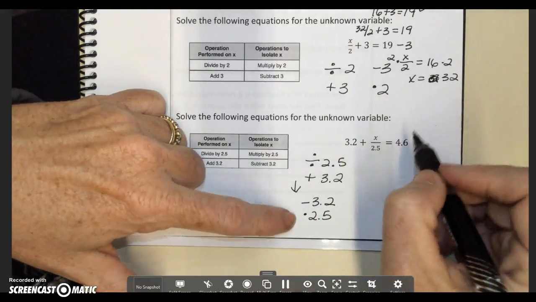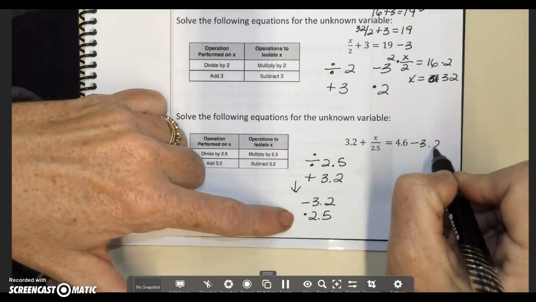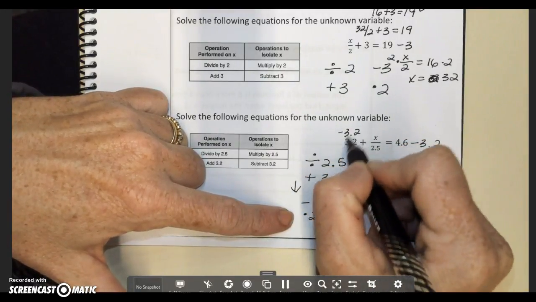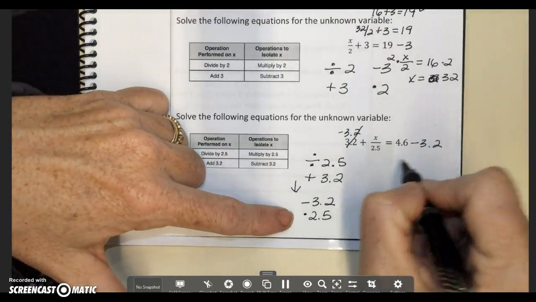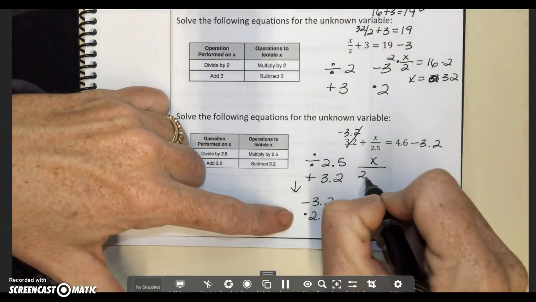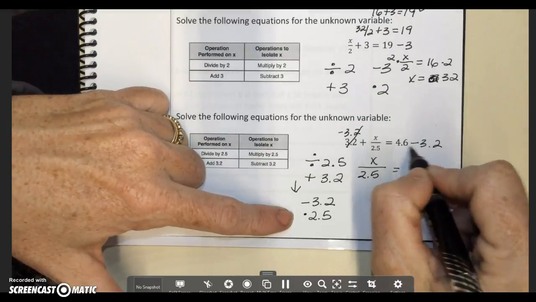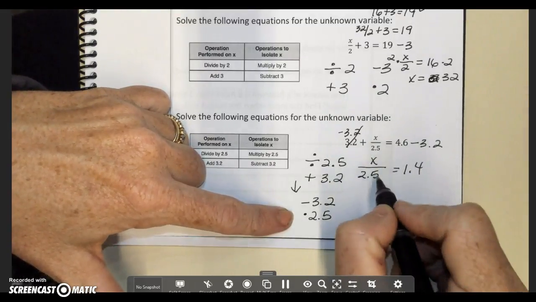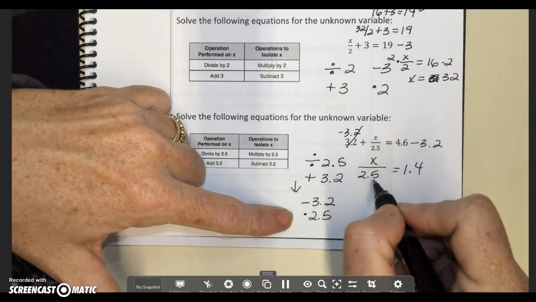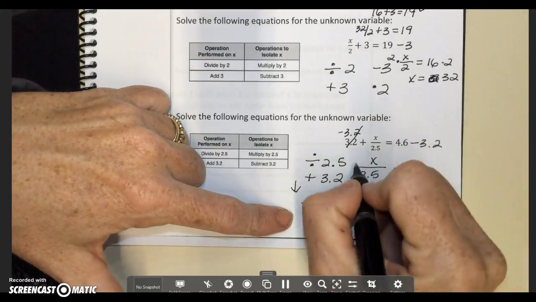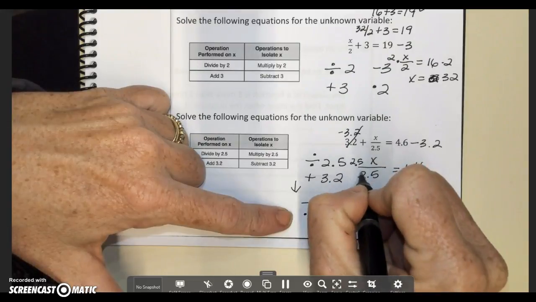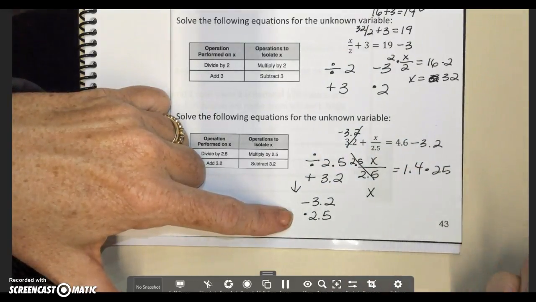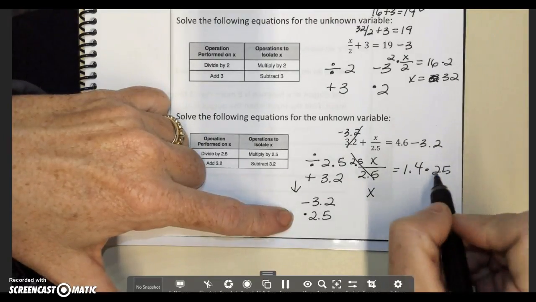So let's go over here and do that. We're going to subtract 3.2 from both sides, and that undoes that operation, so that cancels out. So now you have x over 2.5 equals 4.6 minus 3.2, which is 1.4. And then we need to undo dividing by 2.5, which means we're going to multiply by 2.5, which undoes that operation, and now you have the variable isolated, which is what you want.